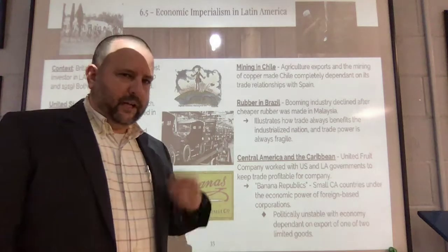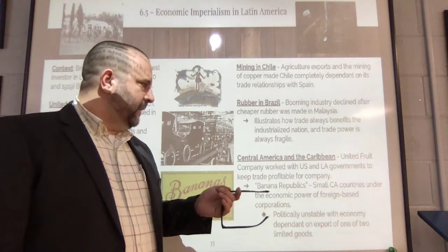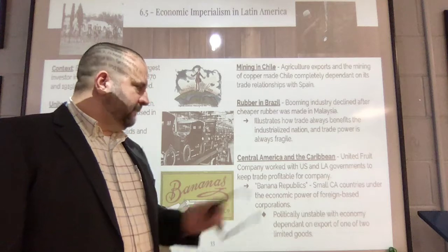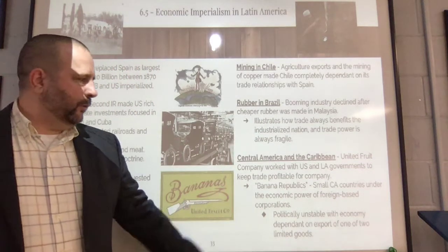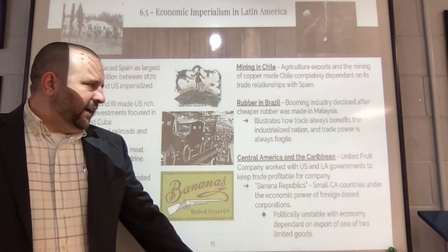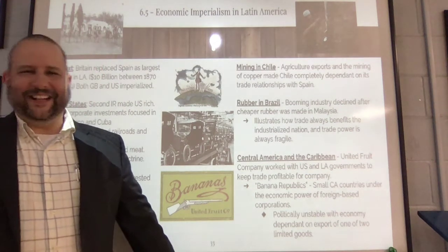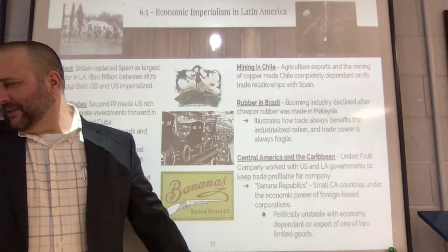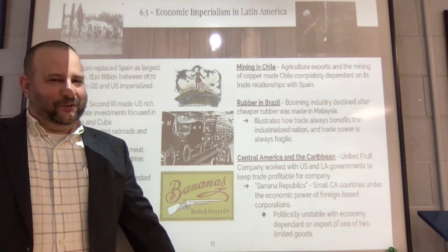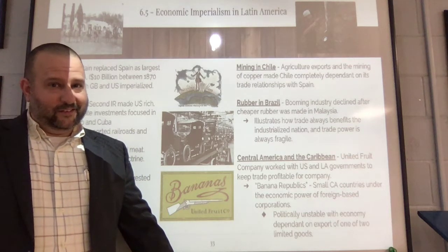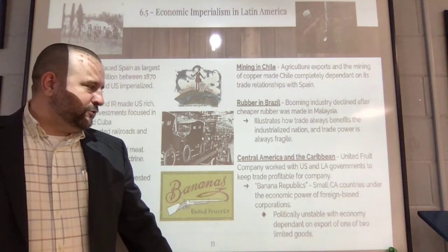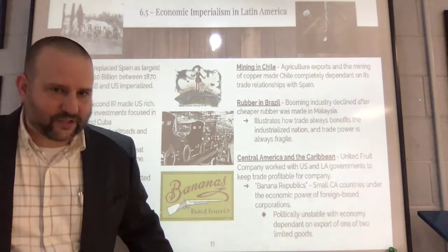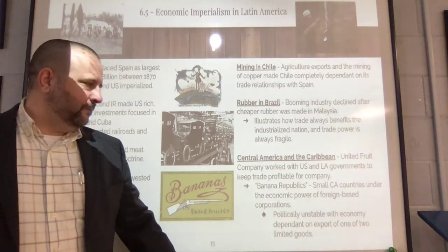So rubber becomes a big cash crop in Brazil. As far as Central America and the Caribbean, the United Fruit Company. This is something you'll learn about in U.S. history, hopefully, if you get to that point. The United Fruit Company sounds like a friendly organization, sounds like something you'd want to invest in. No, it is an economic imperialist organization. They work with the U.S. and Latin American governments to keep trade profitable for the company, because this is all about capitalism, let's not forget.